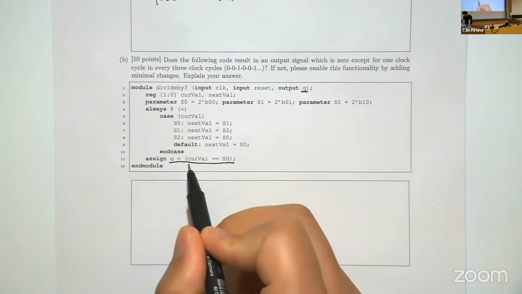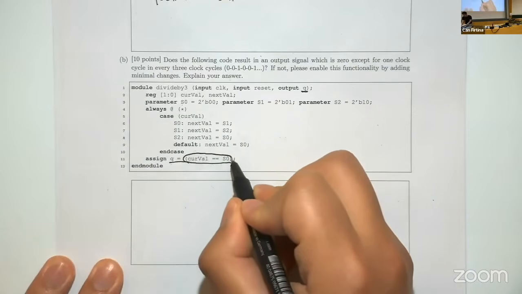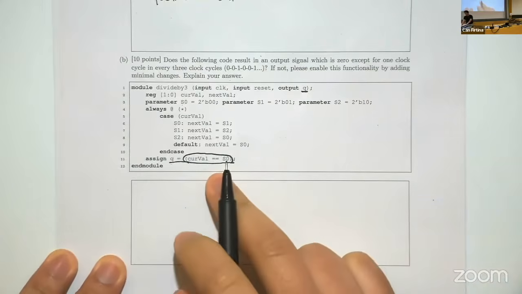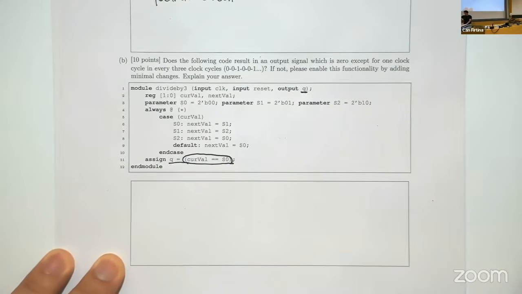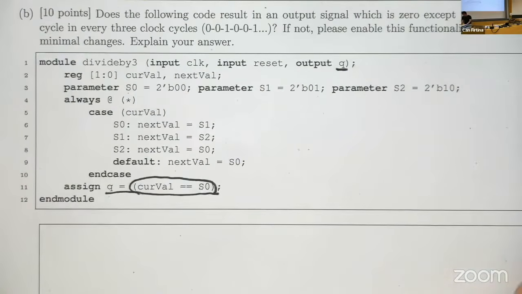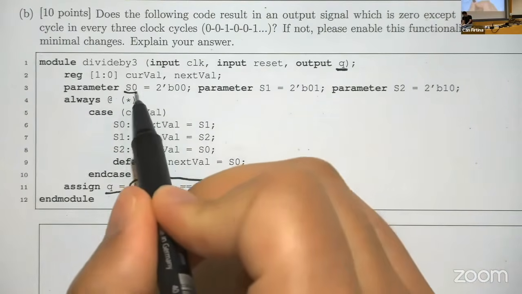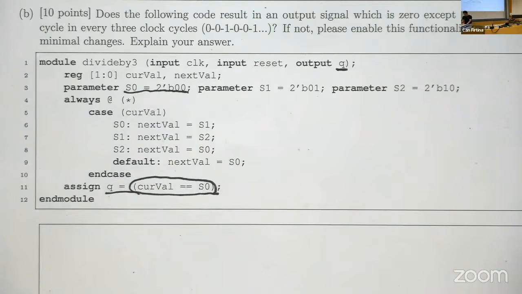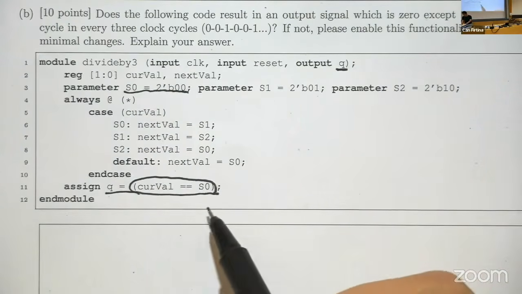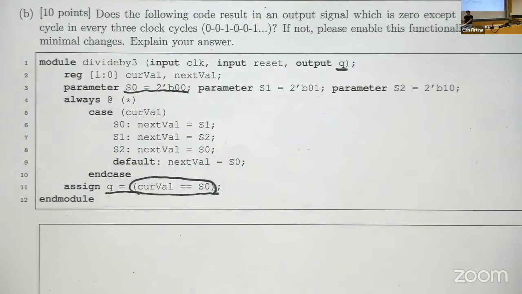And Q will be set essentially to 1 if this statement is true, right? Because we have this equality operator here. Maybe I can zoom in a bit. Okay. So whenever current value is S0, which is here, it's basically 0, Q will be 1. And these S0, S1, and S2, as you can see, are most likely the encodings for the state machine, the way they declared them.